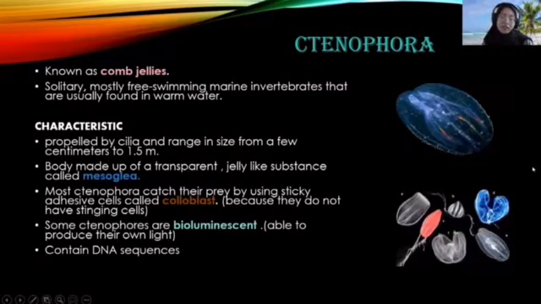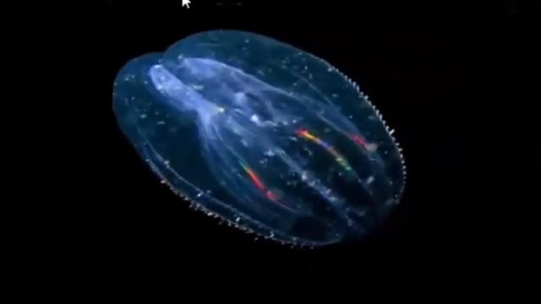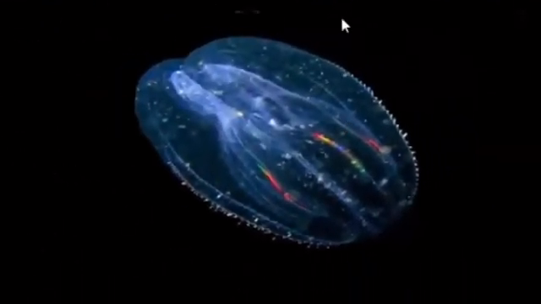And the fourth that I'm going to present today is about Ctenophora. So Ctenophora is known as comb jellies. It is solitary, which means it's single, and mostly free-swimming marine invertebrates that are usually found in warm water. You can look at the picture of Ctenophora here.